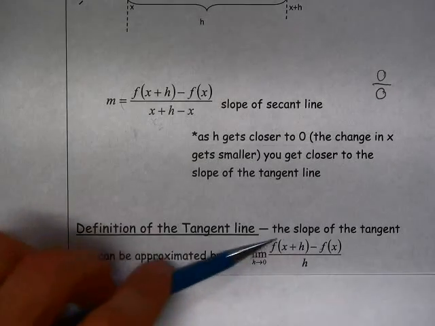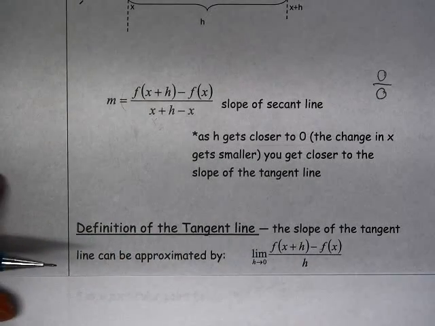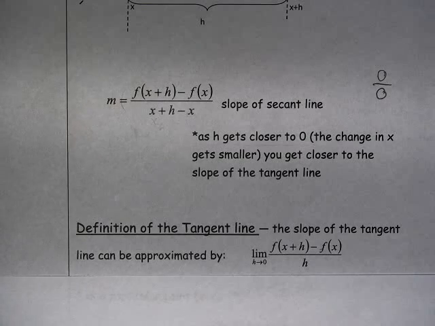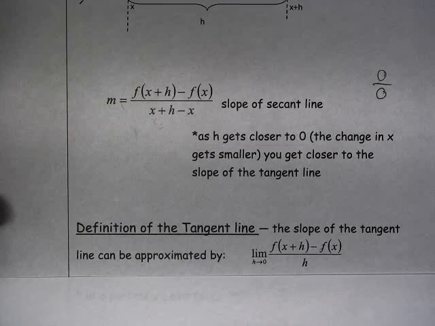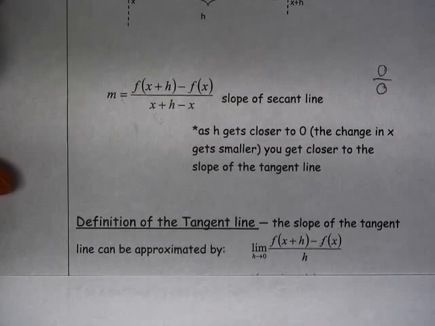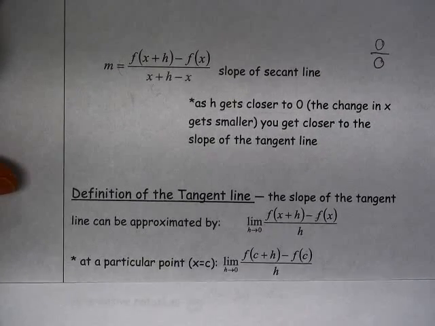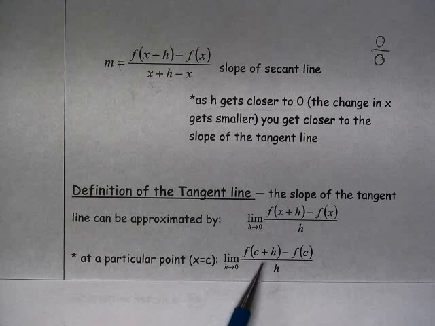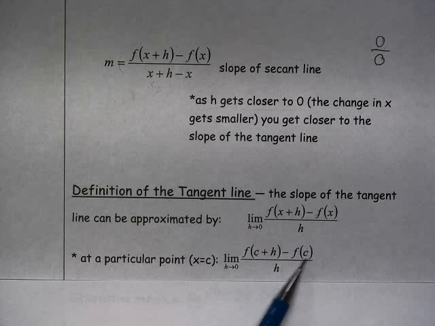Right. If I take this limit and simplify this expression for a given function, it'll give me the slope of the tangent line as a function of x. If I only want the slope of the tangent line at a particular point, I can use this form by substituting a specific value in for that x. That'll give me the slope of the tangent line at a specific x value. Sometimes this is easier to simplify by using that specific value. That's one reason we would do that.